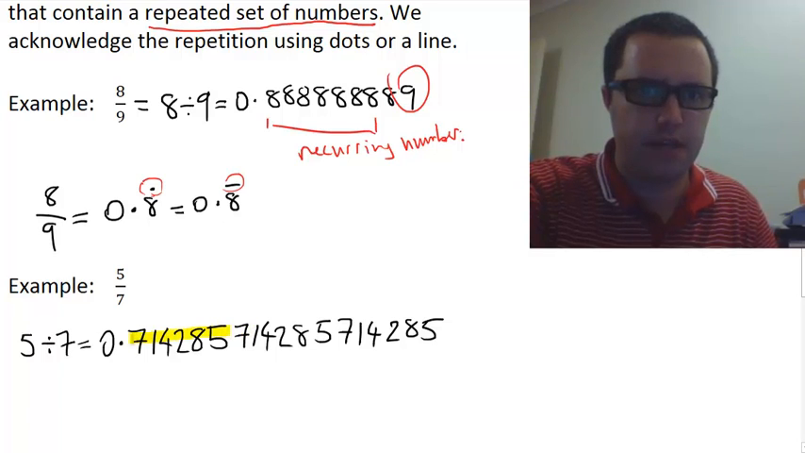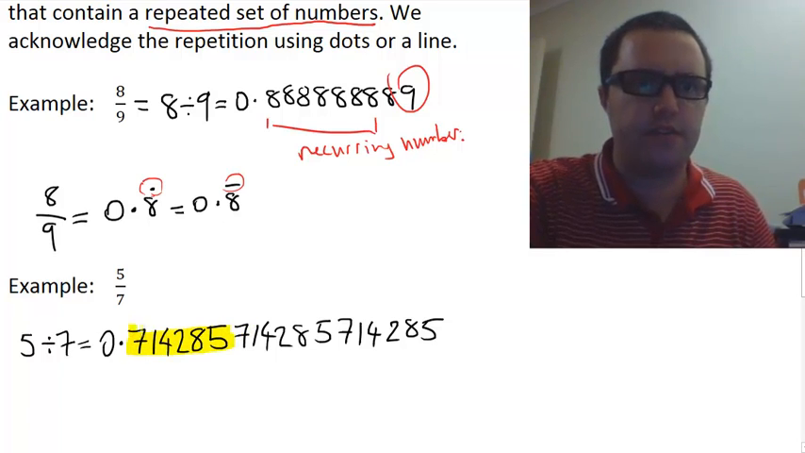You might be noticing something going on: if we look at this, you'll notice some numbers being repeated here. 714285, here it is again, 714285, and here it is again, 714285. So they are our recurring numbers, and it's recurring in a pattern.